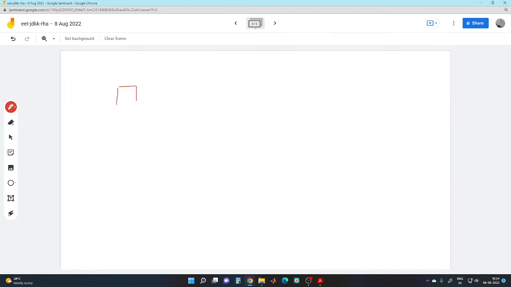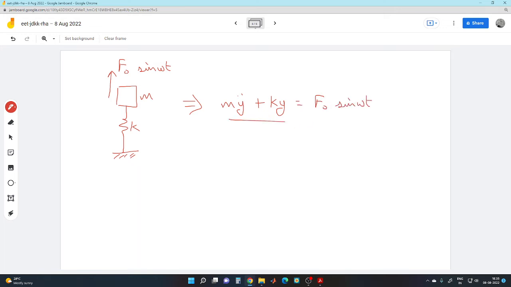Or the schematic of that particular system. This system is at rest. This is K, this is M, and there is this force F naught sine omega t getting applied. So this is the simple spring mass system with equation m y double dot plus k y equal to F naught sine omega t. So this is the usual spring mass system.